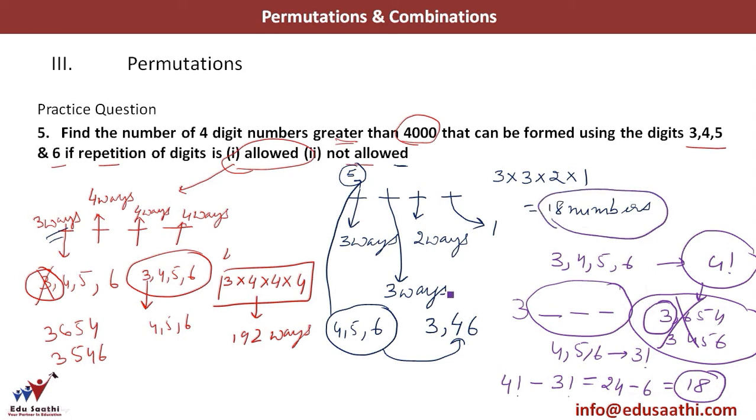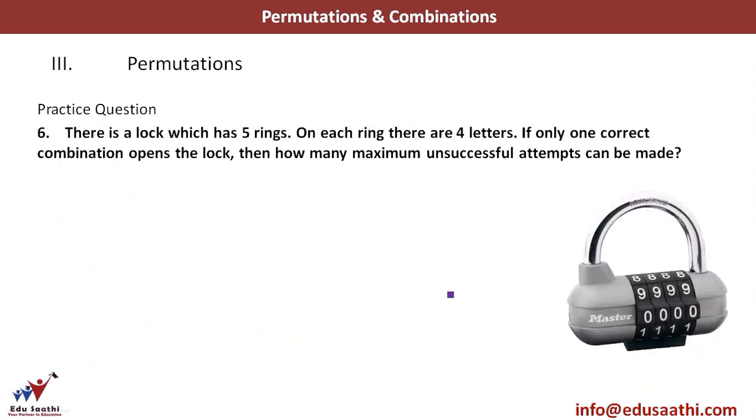Okay, so let's move on to the next practice question here. There is a lock which has 5 rings. On each ring there are 4 letters. Okay, so I have drawn a lock here. For example, this has 4 rings, just 1, 2, 3 and 4. But in the question we have 5 rings and 4 letters. 4 letters, as in here, see, we have 8, 9, 0 and 1.